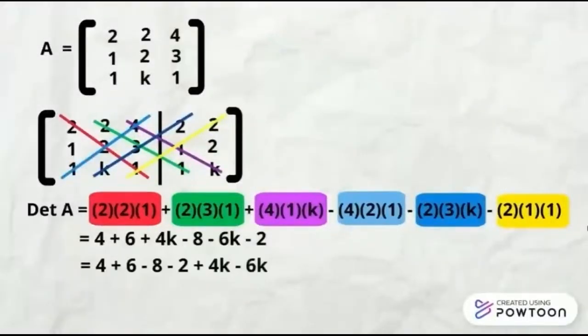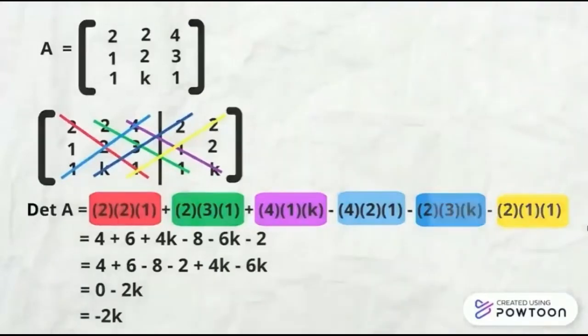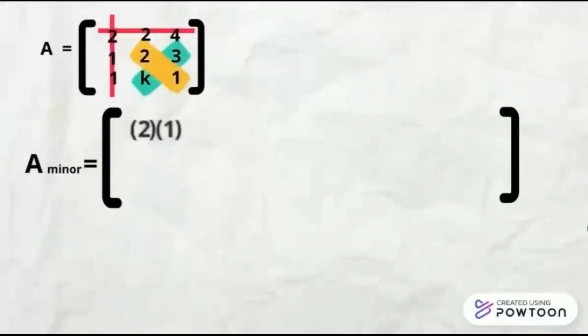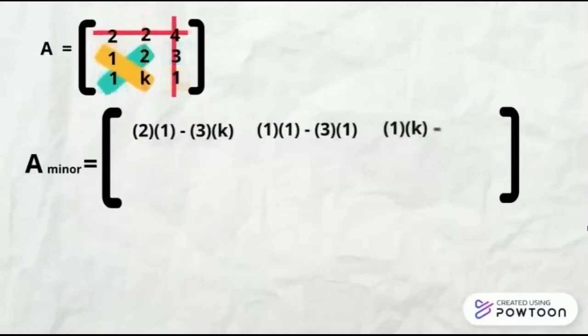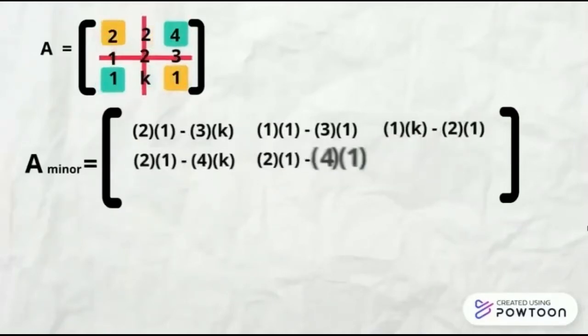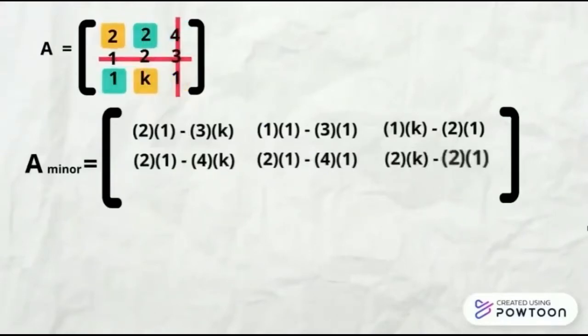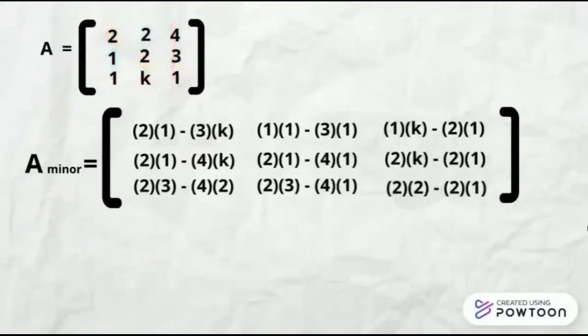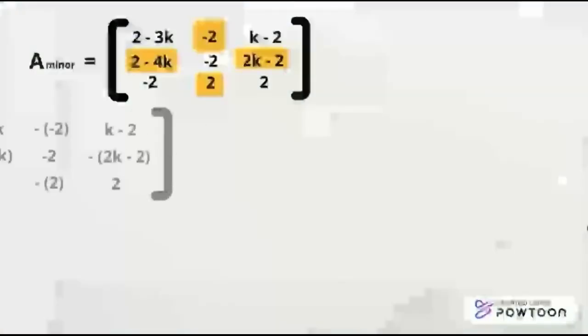Next, find the minor of matrix A using the same method we learned previously, while having the unknown k in the set of matrix. Then, from the minor, find the cofactor of the matrix by multiplying negative signs to the elements at the specific coordinates. After we get the cofactor, transpose the cofactor matrix to get the adjoint of matrix A.